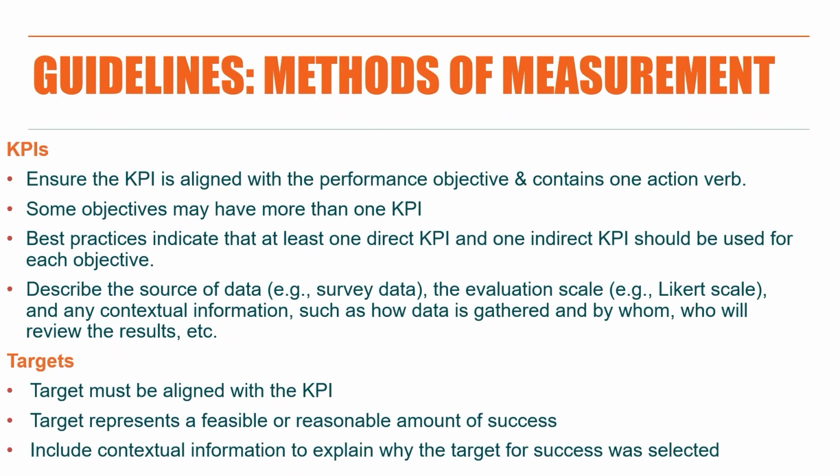Now that we've defined KPIs and targets and explored both direct and indirect methods of measurement and how they work together, let's turn to some key guidelines for selecting and structuring effective measurement methods. When developing methods of measurement, begin with the KPI. The KPI must be clearly aligned with the performance objective, contain one action verb, and reflect exactly what is being measured. Some objectives may require more than one KPI, and best practice suggests including at least one direct and one indirect measure for each objective.